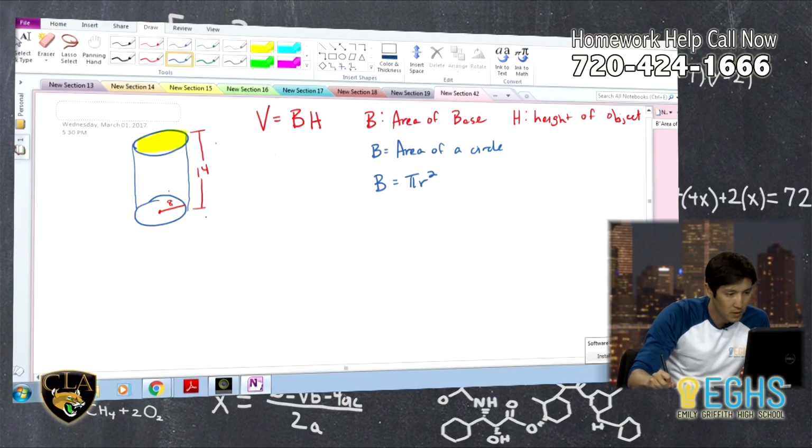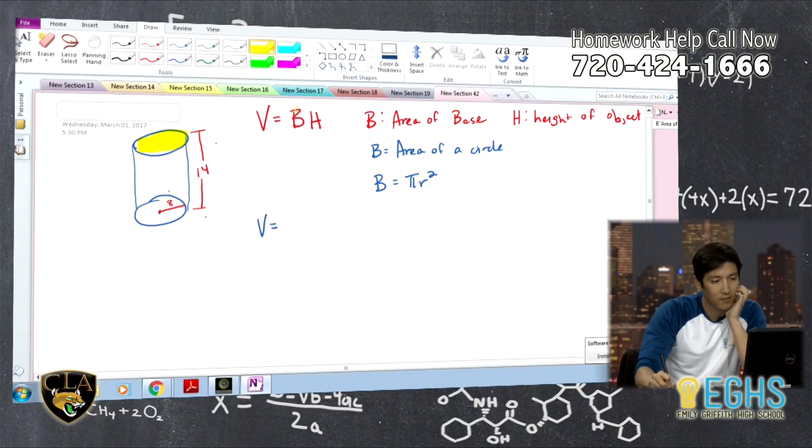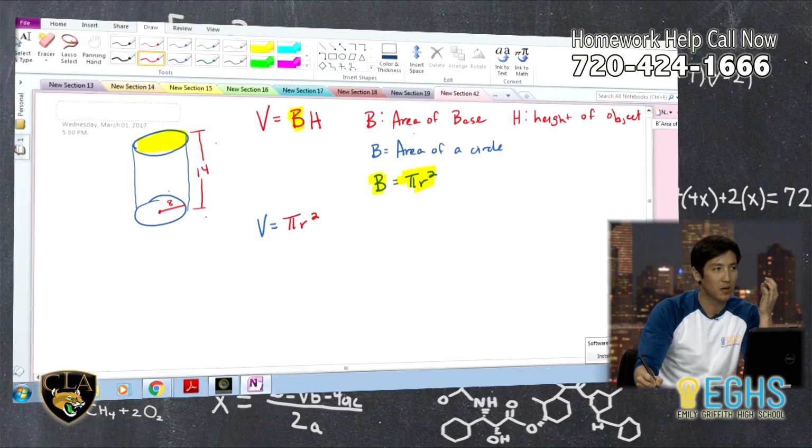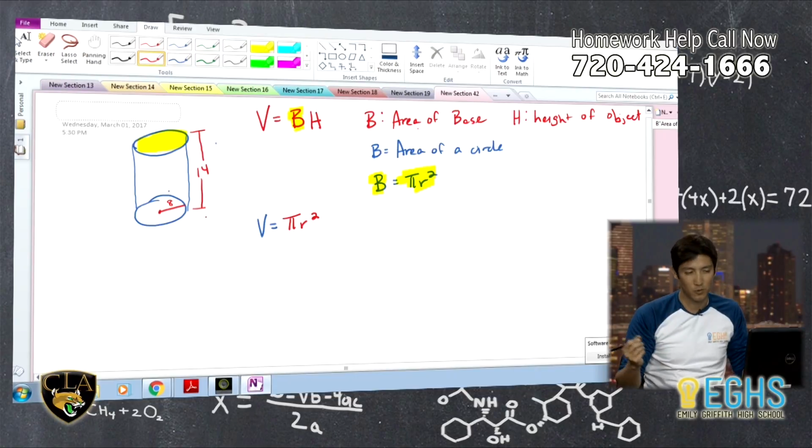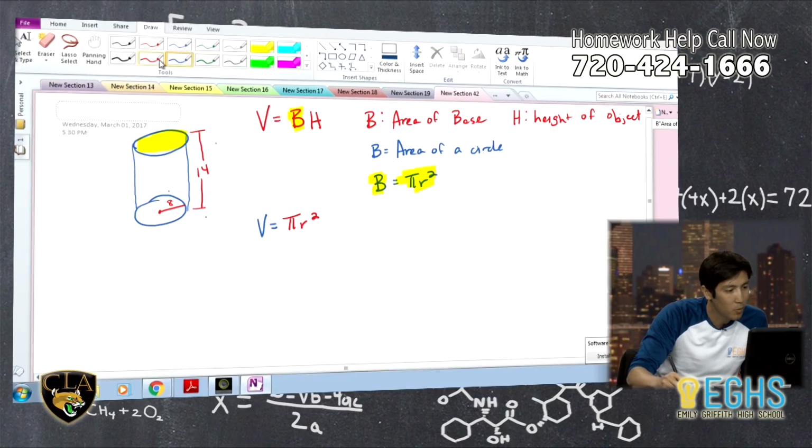So I'm going to rewrite this equation: volume equals, and where I have this area of the base variable, I'm going to plug in pi r squared. I'm literally just substituting this in here. Pi r squared, and then height. Caitlin, when she asked the question, mentioned length, but you could call it length if it was laying on its side and call it height if it's standing upright. It doesn't really matter that much. When we talk about the height, we're talking about the height of the entire object. So the height of the object is 14.